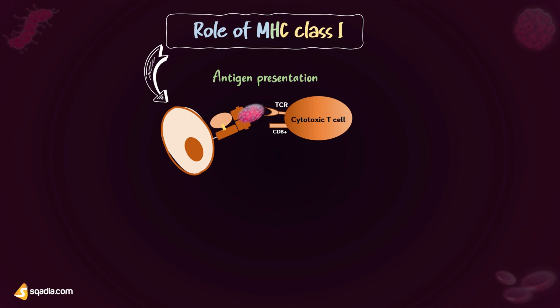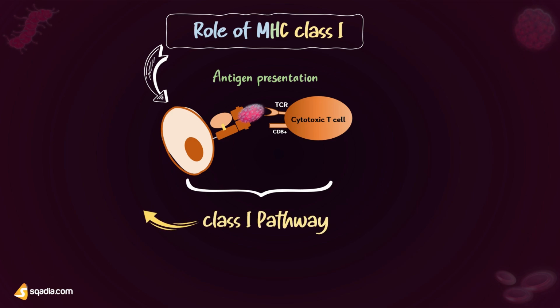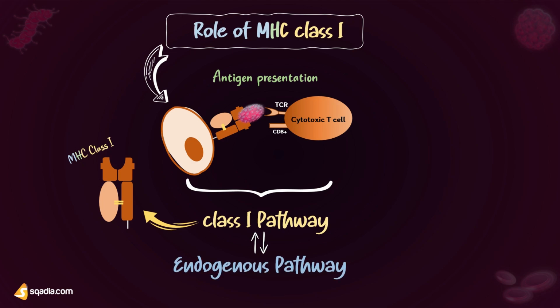This mechanism of antigen presentation is quite systematic and is done by a proper pathway that is named the Class I pathway, as MHC Class I molecules are involved. Or it is also named the endogenous pathway. And why is it named so? Because this class of MHC, that is MHC1, is known to present endogenous antigen to T cells.